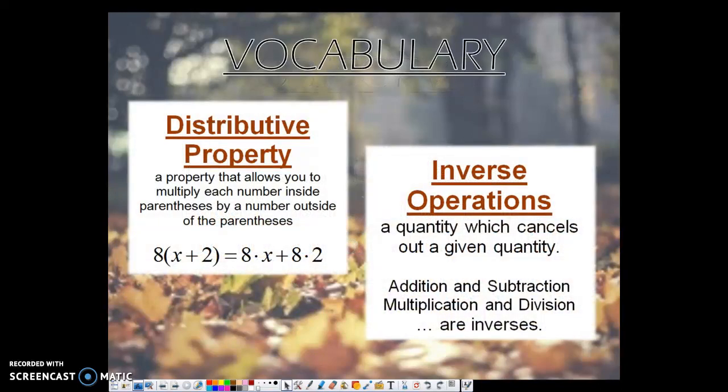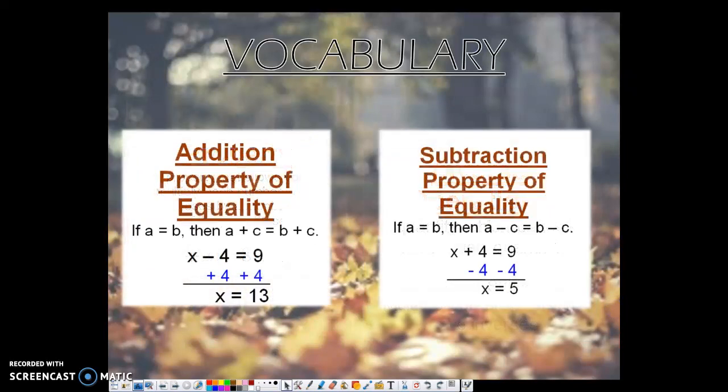Some vocabulary, the distributive property. Some of you are not getting this, and I'm assuming it's because you're not listening to vocabulary. So the distributive property is when 8 times x will give you 8x, 8 times 2 will give you 16. Inverse operations means you do the opposite of what is happening to get rid of it.